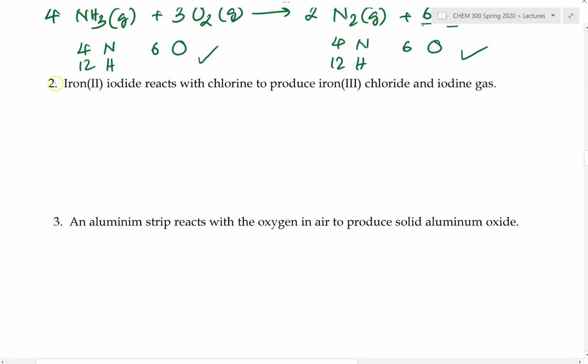Let's now try another example. Example number 2. Iron 2 iodide reacts with chlorine to produce iron 3 chloride and iodine gas. So let's give this problem a try before we go over the answer together.